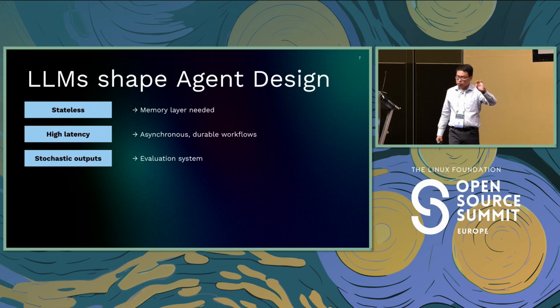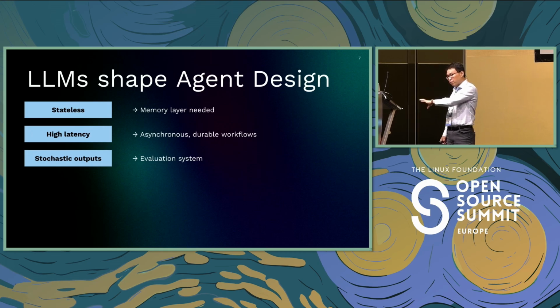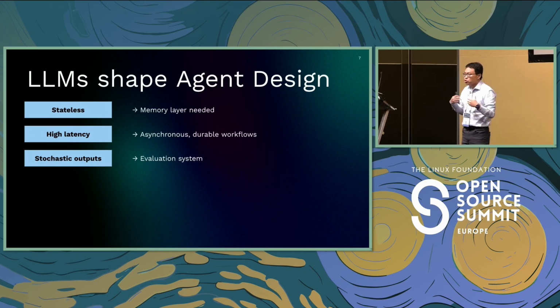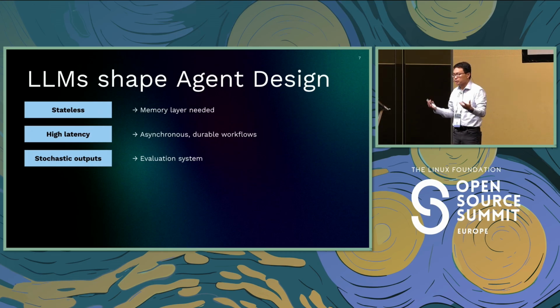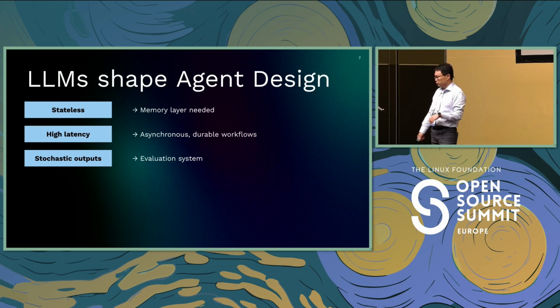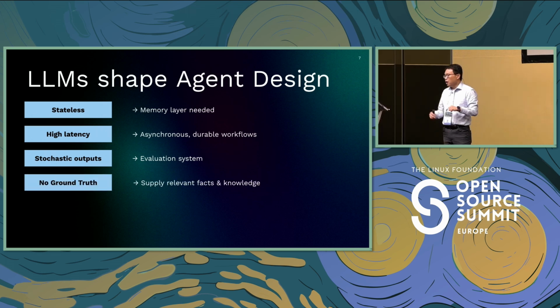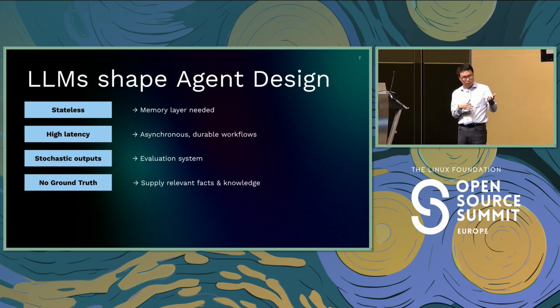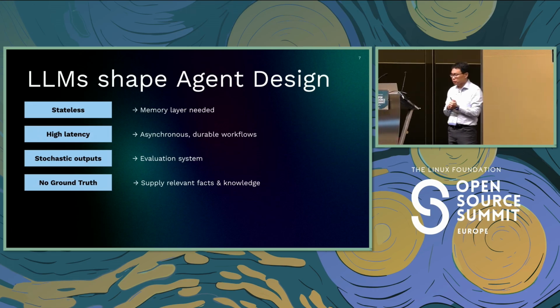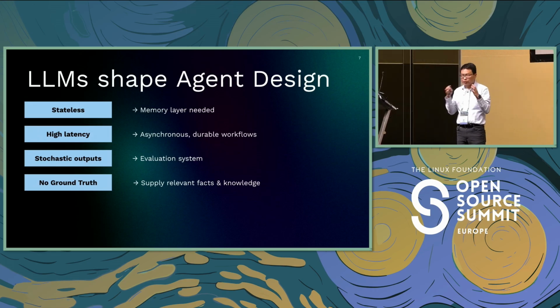Stochastic outputs. I just talked about how the same inputs into an LLM do not always create the same outputs. And so as a consequence, you can't just use a classic testing system. You need to use an evaluation system. You need to be able to evaluate how good your actual outputs are in order to figure out if your agentic system's any good. An LLM doesn't understand what truth is. It has a bunch of facts, some of which might be correct, some of which might be incorrect. And so it's incumbent upon you, when building an agentic system, to supply relevant facts and knowledge.